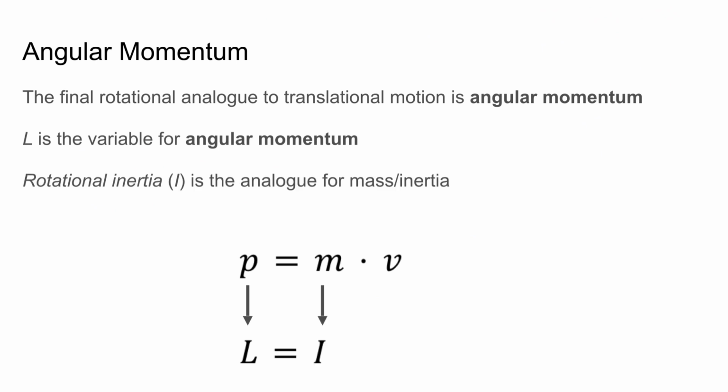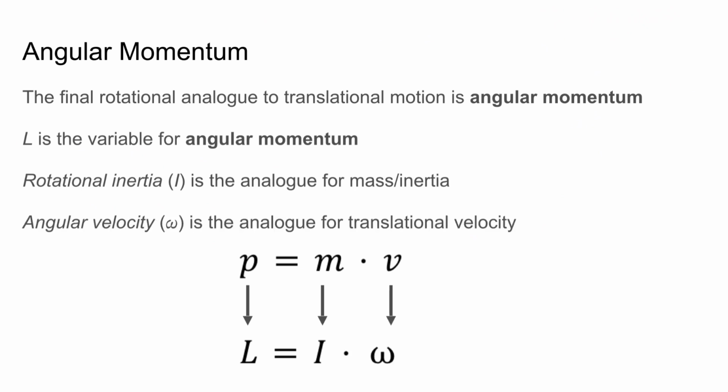And as we've already seen, our analog for mass or inertia from translational motion is now rotational inertia or moment of inertia, which we represent by a capital I. And our analog for translational velocity is angular velocity, which we represent by omega. So our angular momentum equation is L for angular momentum equals I for moment of inertia times angular velocity, or omega.